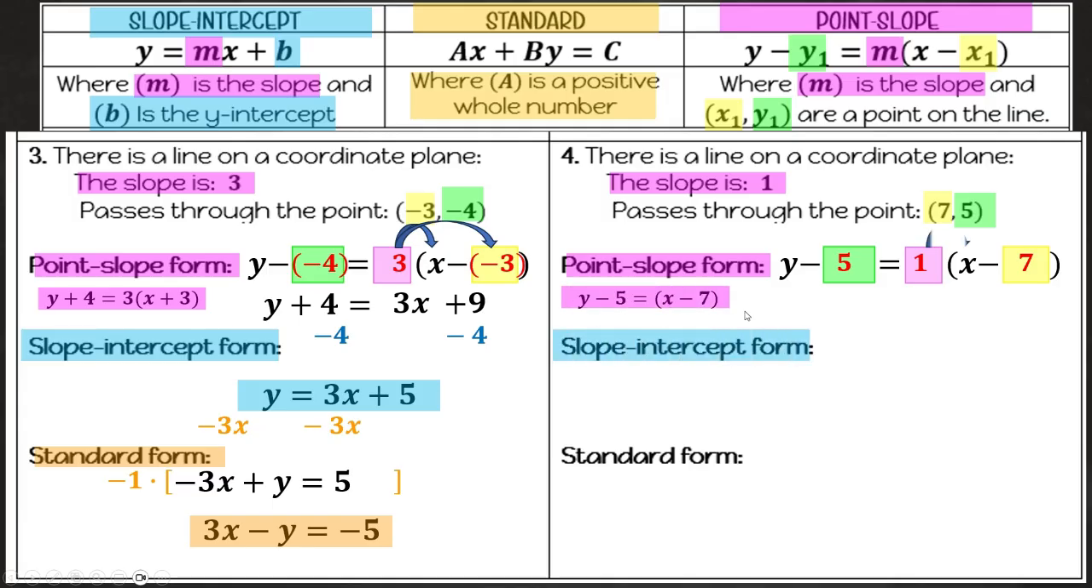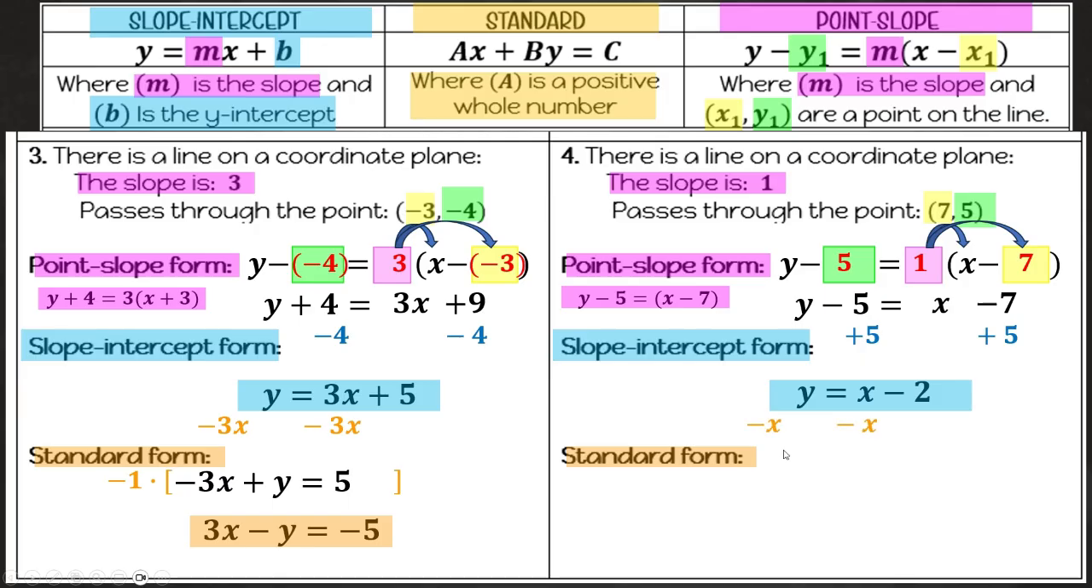Now to rearrange this to slope-intercept form, well, I don't really have to distribute the 1, but I did just to show you consistency. Now I'm going to add 5 to both sides. Y is equal to x minus 2. Notice the 1 is not going to be listed there because it's implied. That's one of our invisible math rules. So y equals x minus 2 is my equation in slope-intercept form.